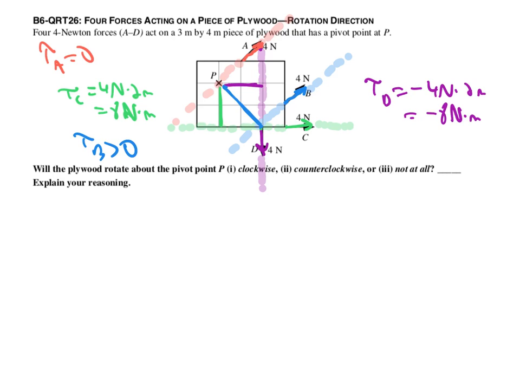which means when we sum all of them up, we have 0 plus something minus something plus a new thing. So our tau net is also positive, which means that it moves counterclockwise. Our correct answer is this one.